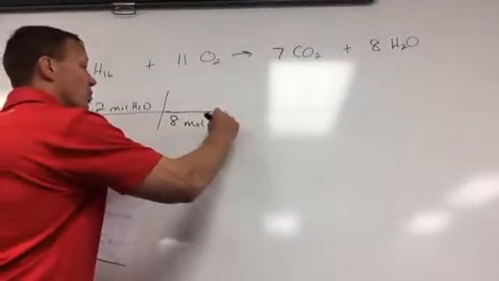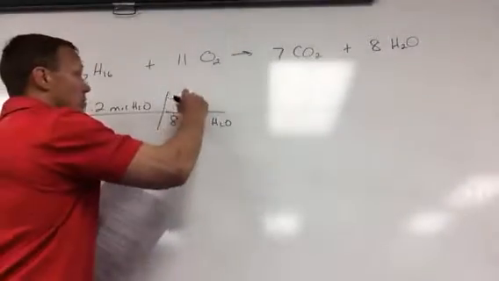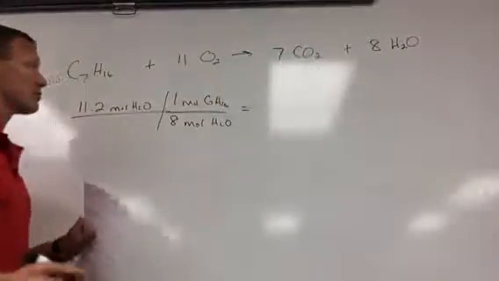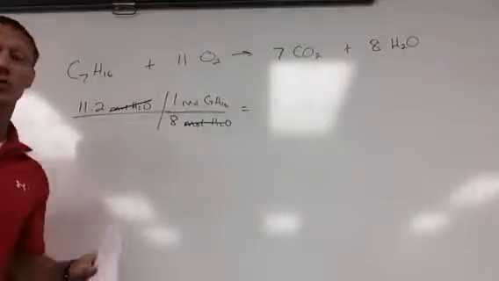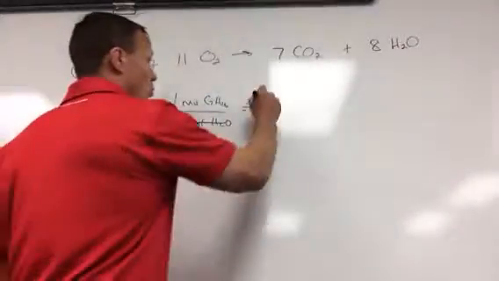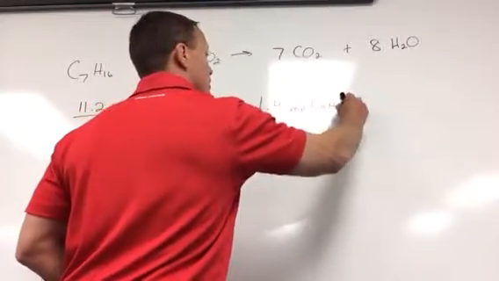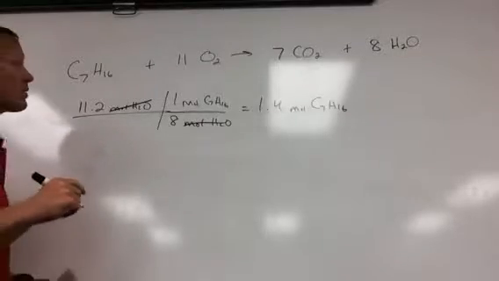For every 8 moles of water that are produced in the reaction, there's 1 mole of C7H16 that was used. So we're just taking 11.2 divided by that. These two labels cancel, we're left with moles of what we wanted to have. So that is 1.4 moles of that. It's called heptane, by the way, the C7H16.